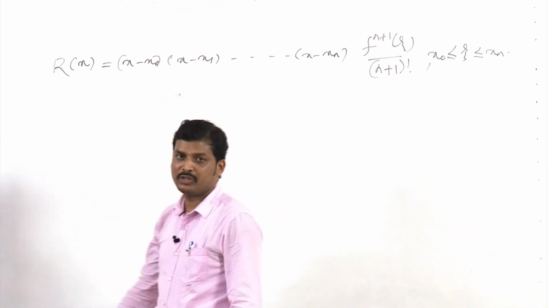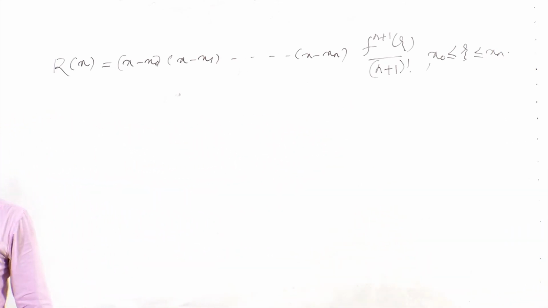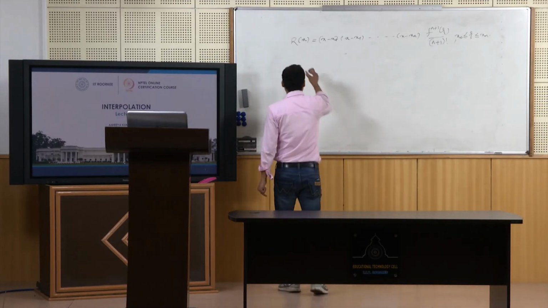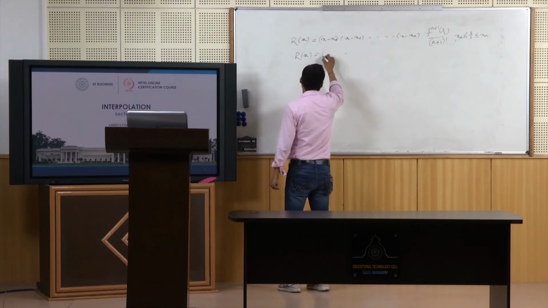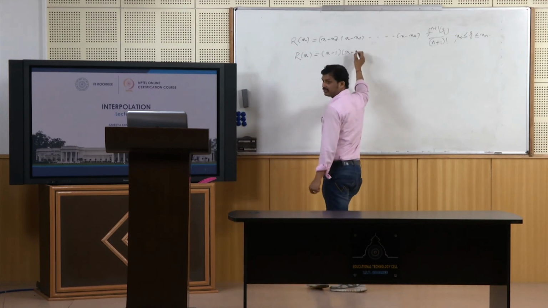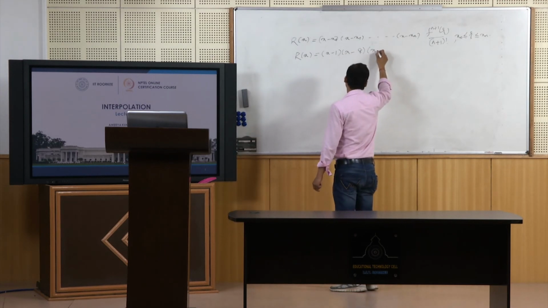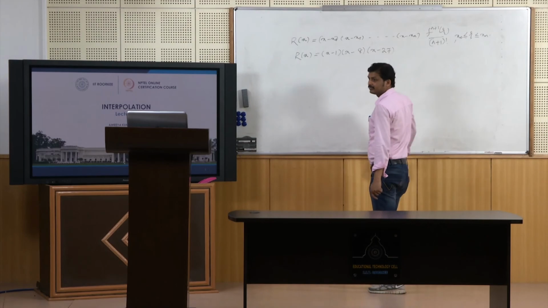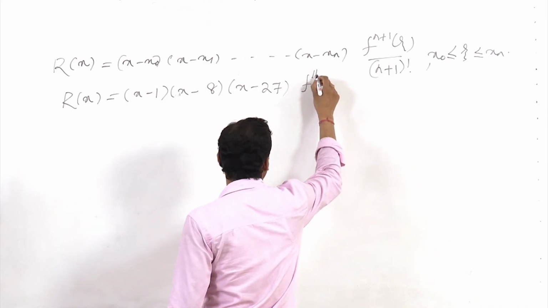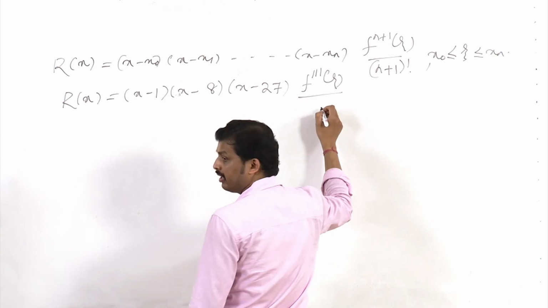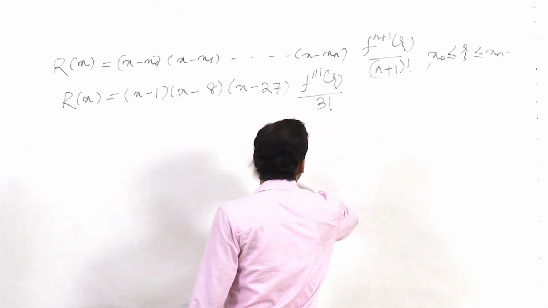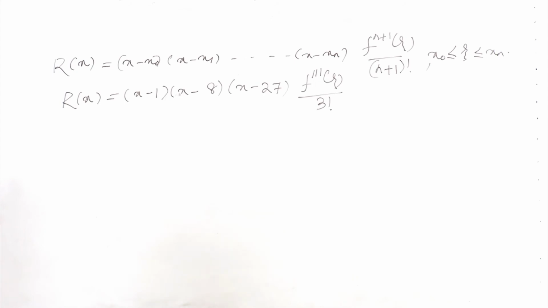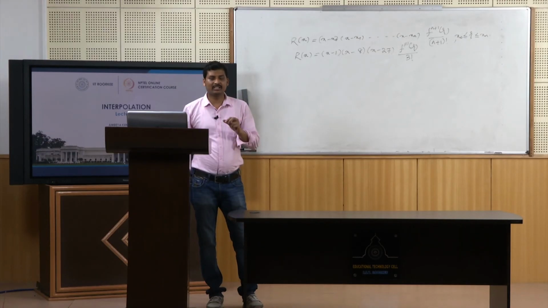So the same approximation we can use for the computation of error here also, and in this case, if you go for this error computation, I can write R(x) equals (x minus 1)(x minus 8)(x minus 27) into f triple dash of zeta by 3 factorial here. Since we have 3 points, that is n equals 2 here, that is why we are considering 1, 8, 27.